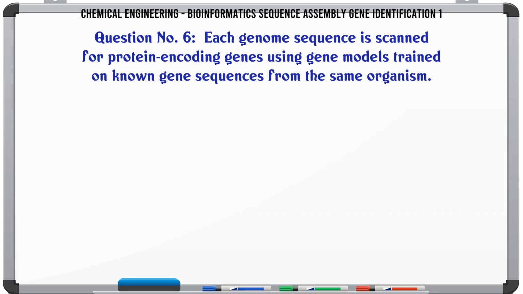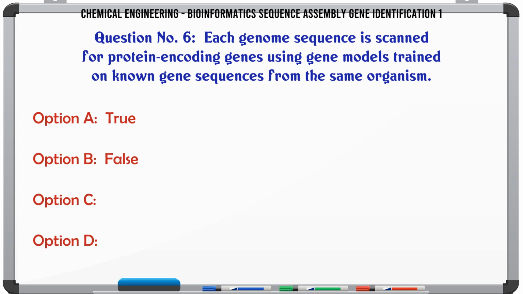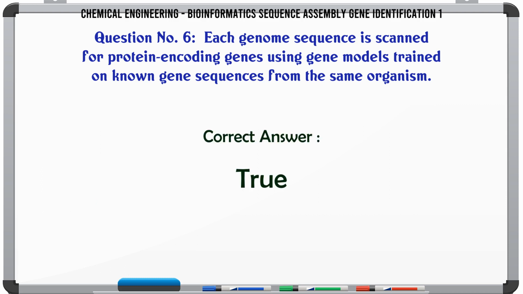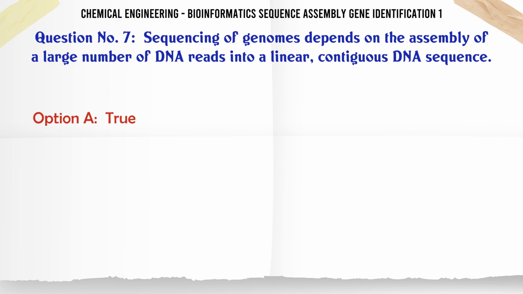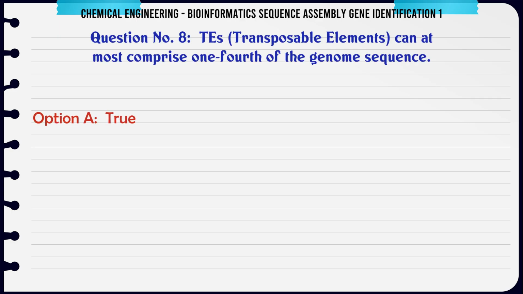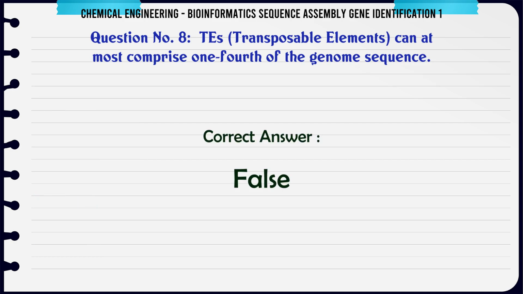Each genome sequence is scanned for protein-encoding genes using gene models trained on known gene sequences from the same organism. A. True. B. False. The correct answer is true. Sequencing of genomes depends on the assembly of a large number of DNA reads into a linear contiguous DNA sequence. A. True. B. False. The correct answer is true. These transposable elements can at most comprise 1/4 of the genome sequence. A. True. B. False. The correct answer is false.